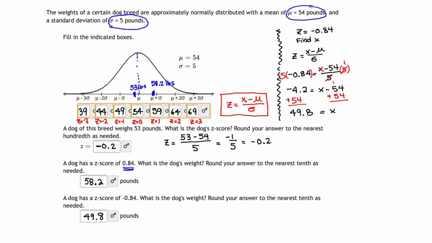49.8 pounds corresponds to a z-score of negative 0.84, and let's check. 49.8 pounds. Oh, that lies just shy of 49 pounds, right? And sure enough, my z-score should be between negative 1 and 0. And so 49.8 pounds corresponds to negative 0.84. Hope this makes sense. If you have any questions, don't hesitate to reach out.